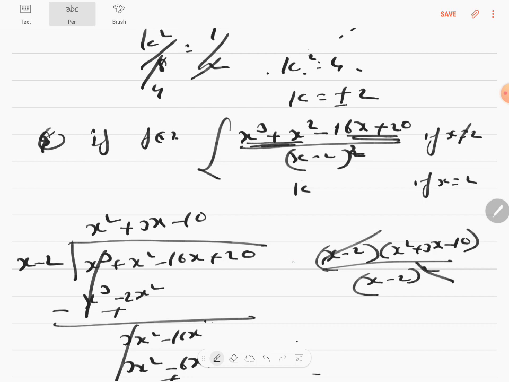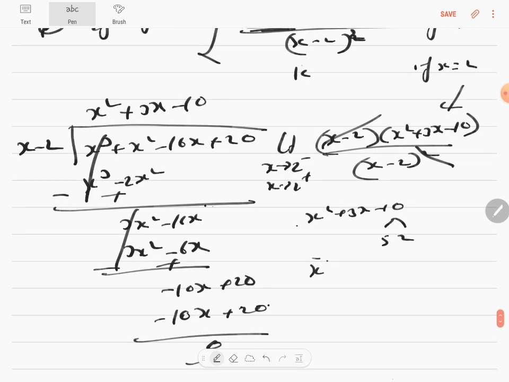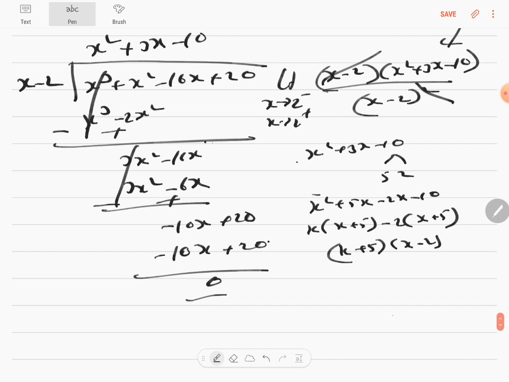Even now if you see, whether x is approaching 2 from the left or from the right, it's still becoming 0. So you have to factorize the numerator. x square plus 3x minus 10 can be factorized as 5 twos are 10: x square plus 5x minus 2x minus 10, which is x into x plus 5 minus 2 into x plus 5. So it's x plus 5 into x minus 2. Take the numerator, x minus 2 and x minus 2 get cancelled, it simply becomes x plus 5.